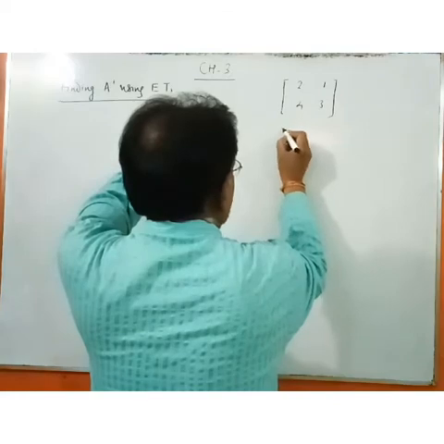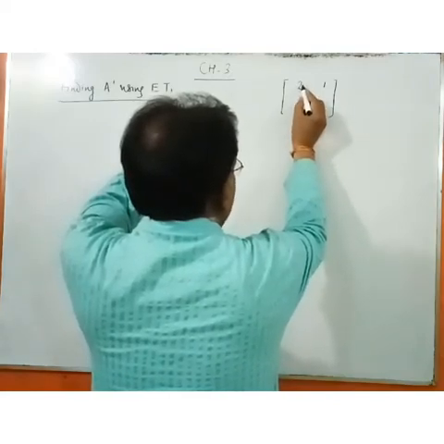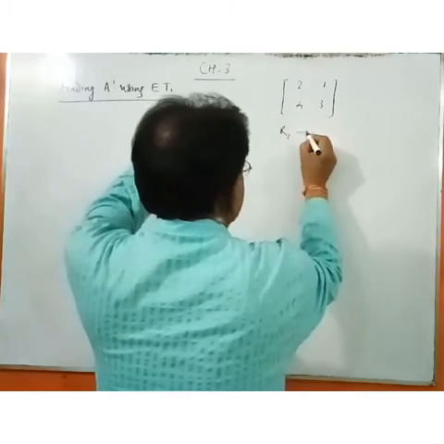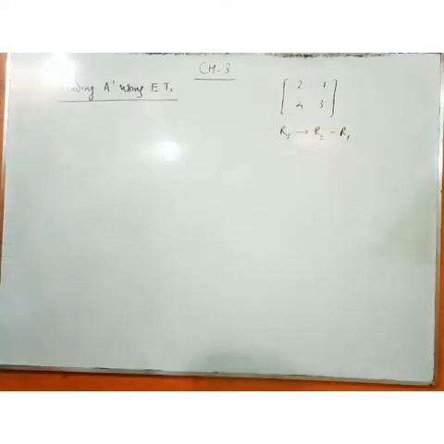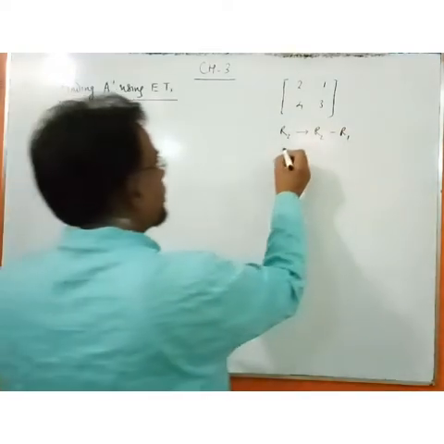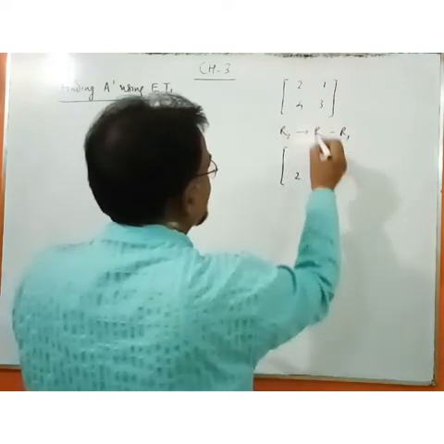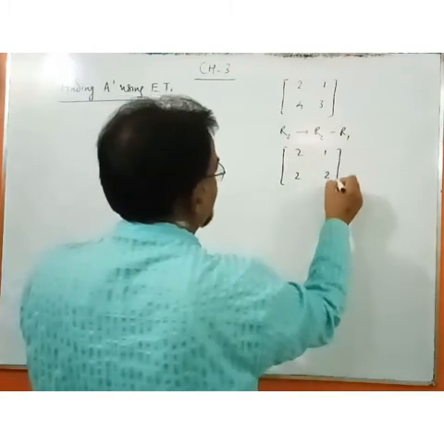I can say that I wish to subtract R1 from R2. So I will write R2 changes to R2 minus R1. This is an elementary operation. 4 minus 2 will be 2, 3 minus 1 will be 2. This is 2, this is 1.